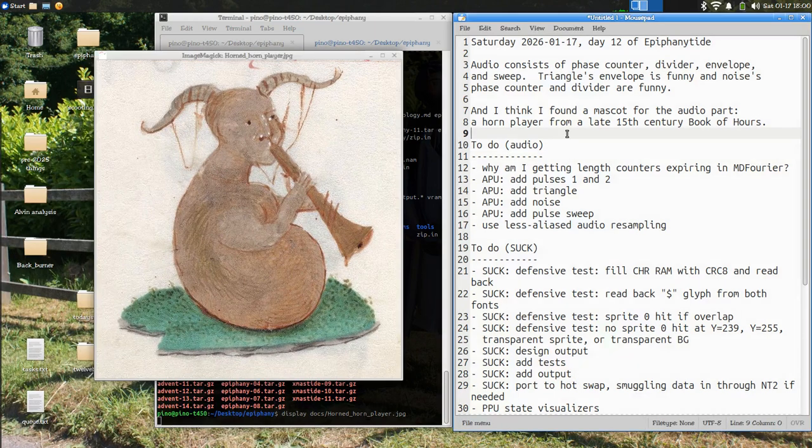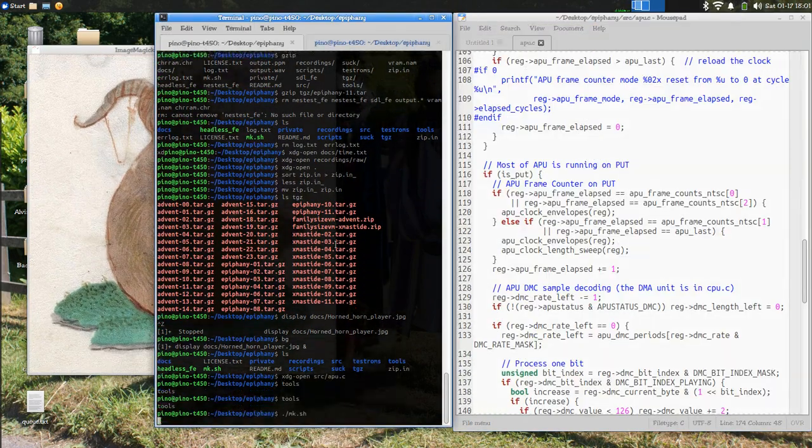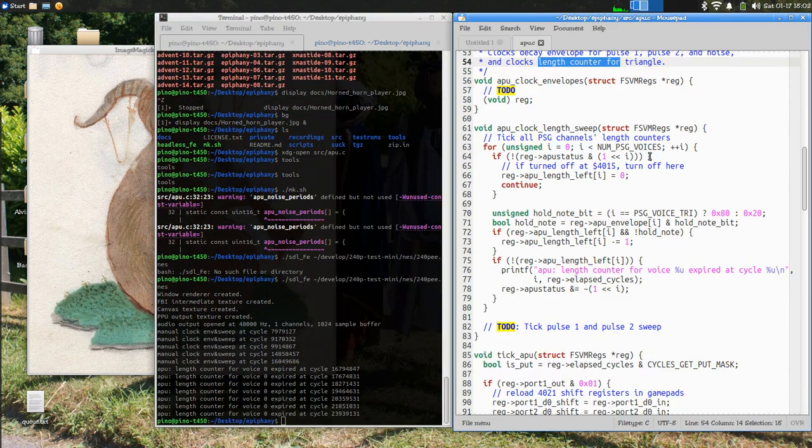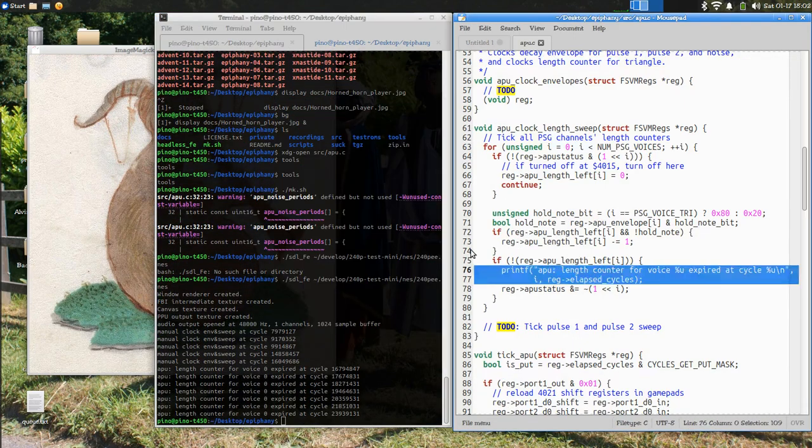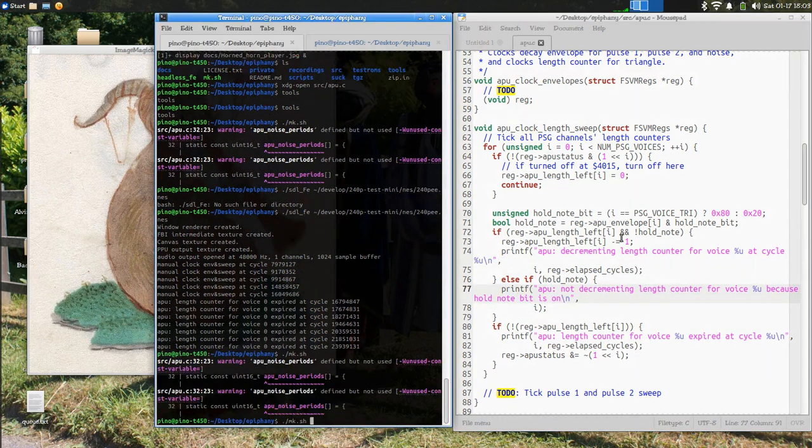Two of the 4 PSG channels are pulse waves. They can be used to simulate the horn this fellow is playing. I ran MD Fourier in this, and the length counters were expiring. It's not even supposed to use the length counter. I distinguished 2 ways it could expire and 1 way it couldn't.